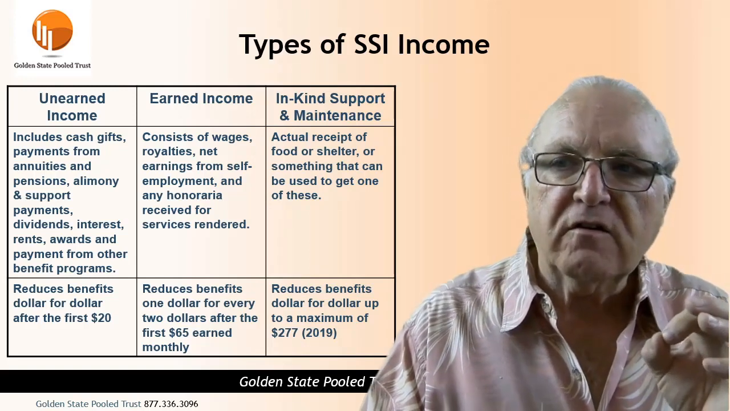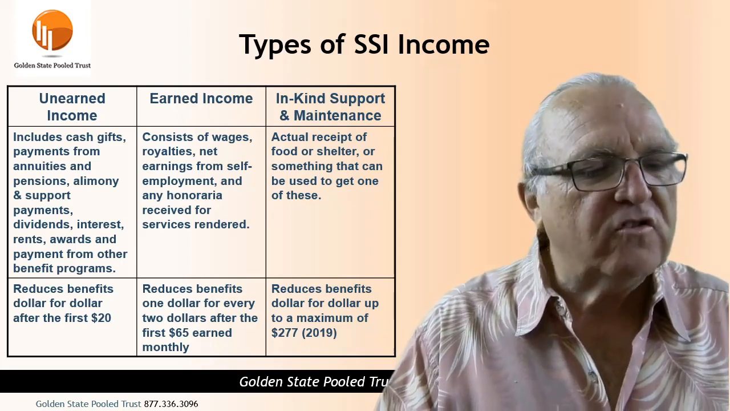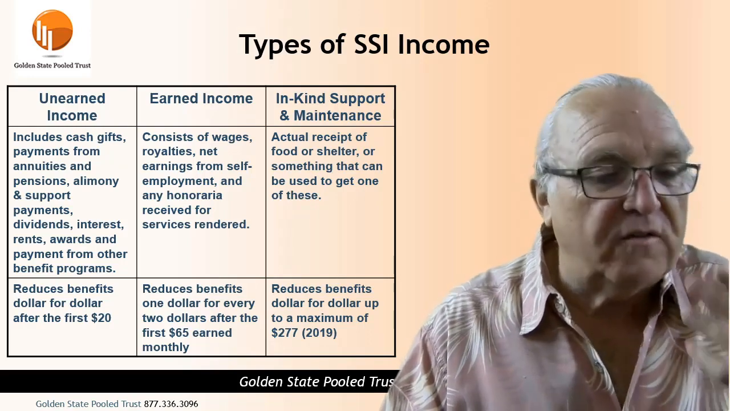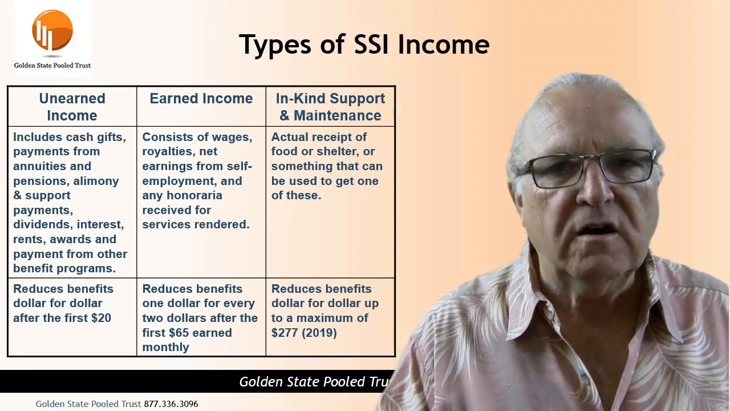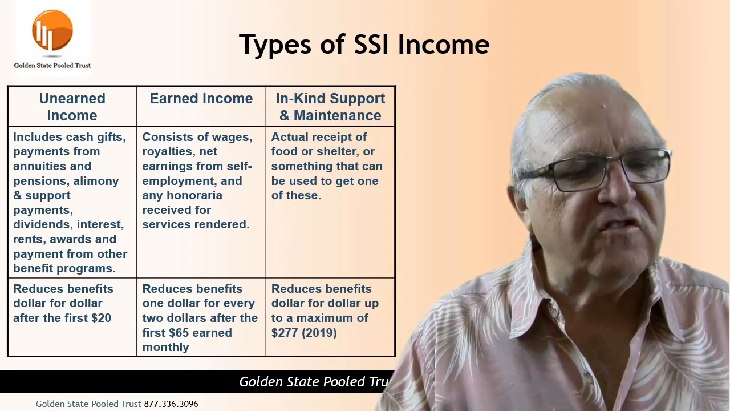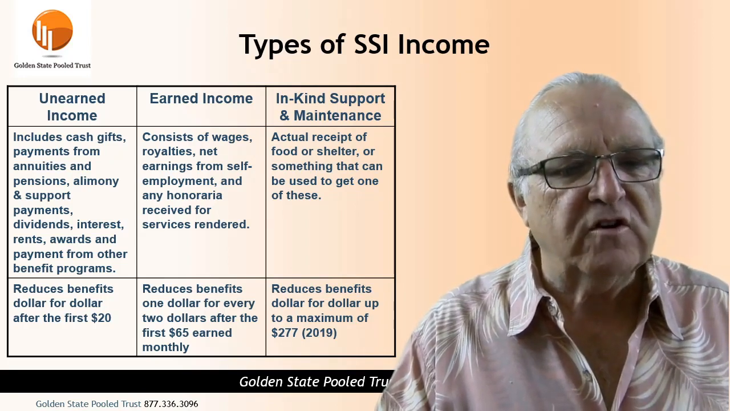That usually changes every year with the cost of living increase. So next year it could be $279. You never know what it's going to be. In the year 2019, once again, our presumed maximum value for assistance with food and shelter is $277.